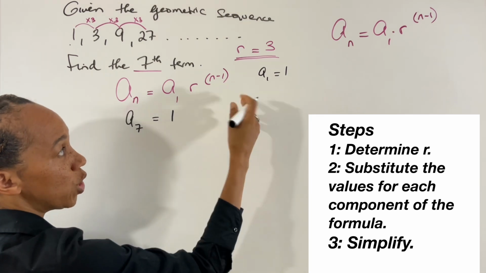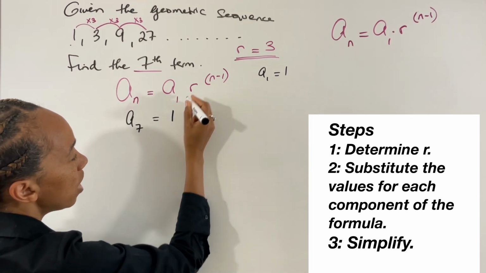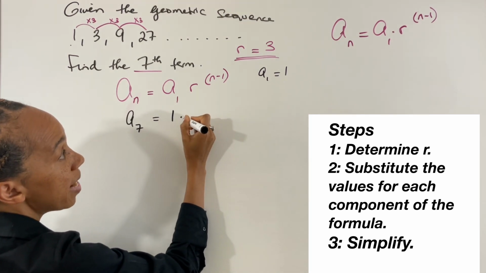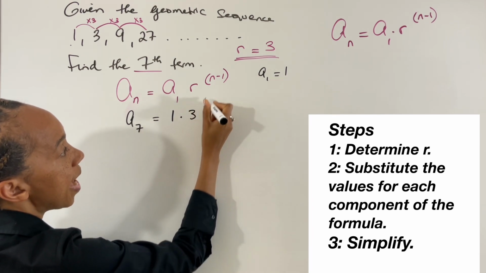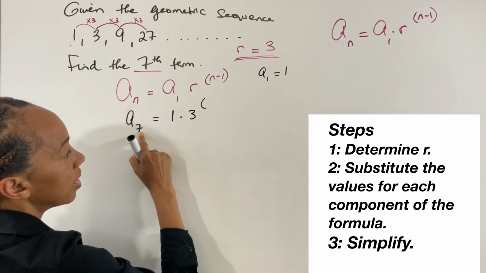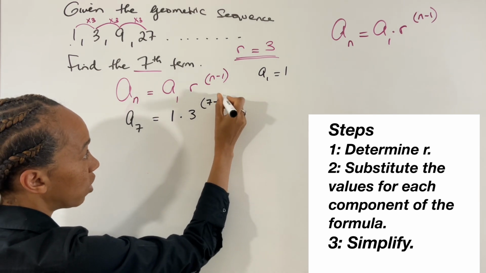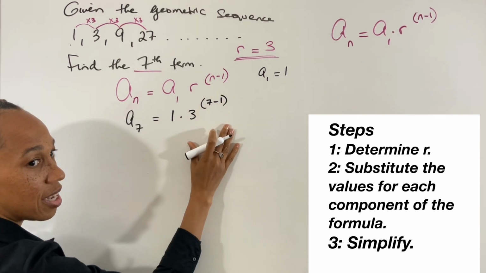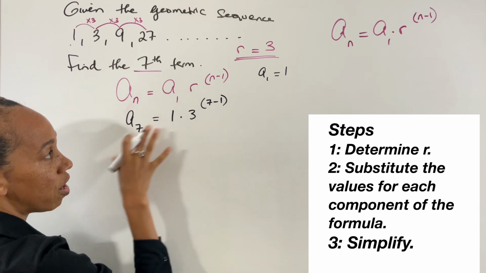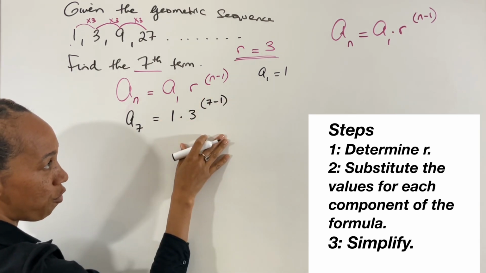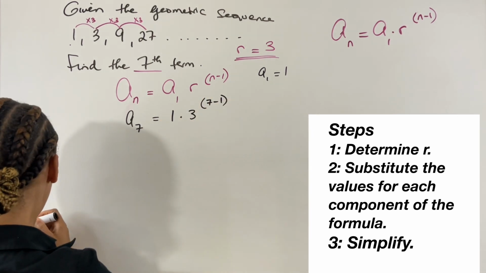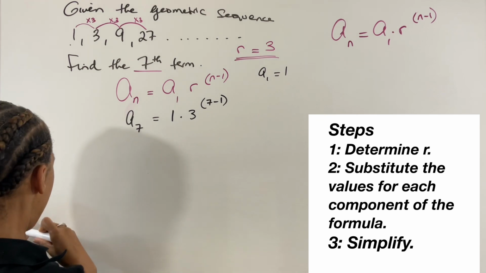You can write it out so you know. And then you have multiplied by r, which is 3. And then you're going to raise that. 7 here is the index of the desired term, 7 minus 1. And this is how you substitute your values into your formula. The third step is now to simplify this.